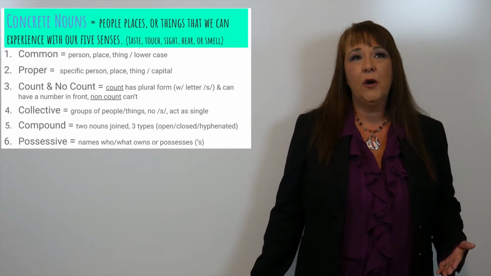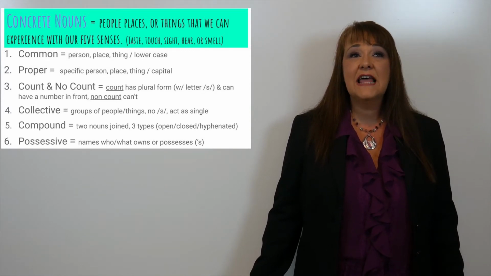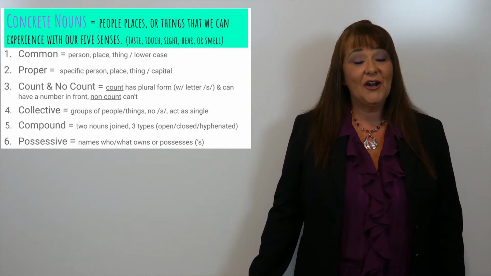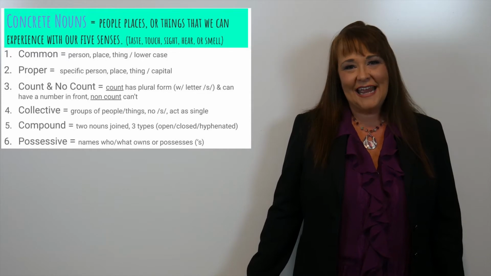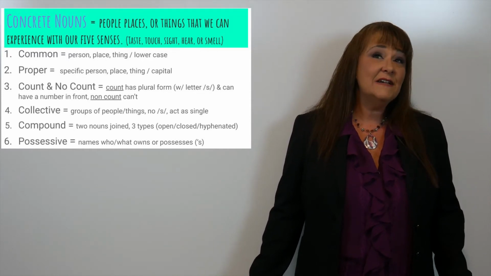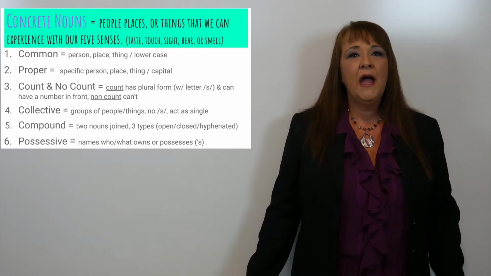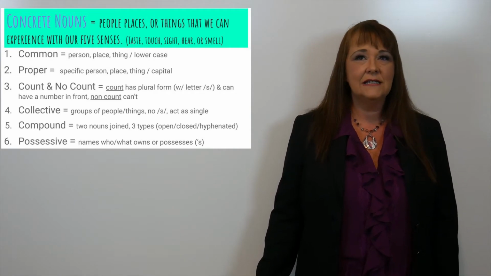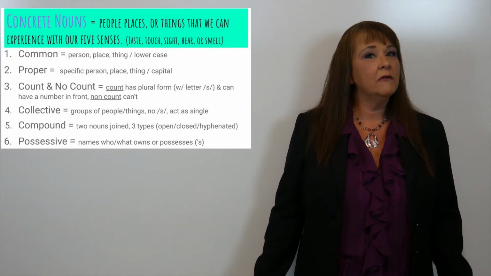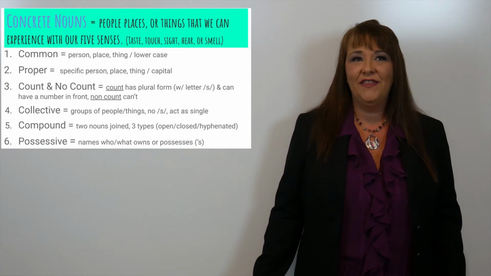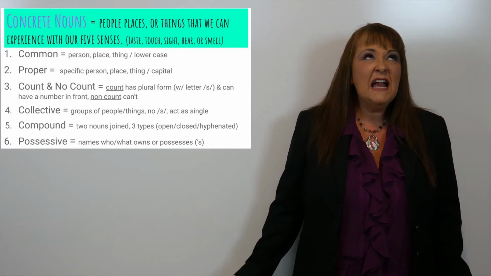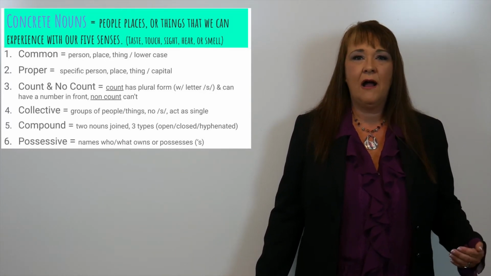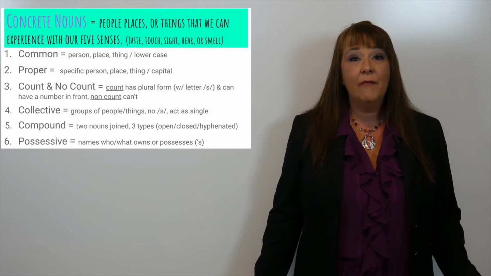Now, another thing to know about common nouns is that they are common. We do not use a capital letter. We keep a lowercase letter. That's different than a proper noun. A proper noun names a specific person, place, or thing. These nouns always begin with a capital letter. An example of a common noun would be boy, but a proper noun might be his name, Sam.